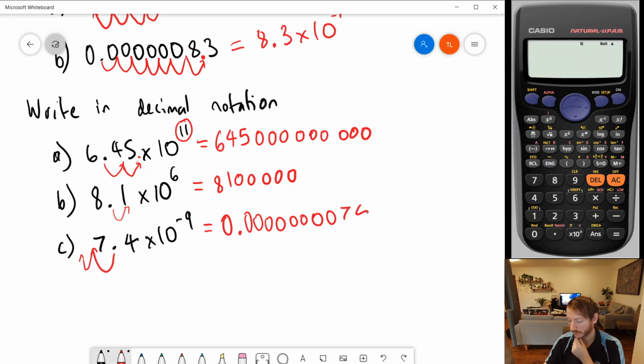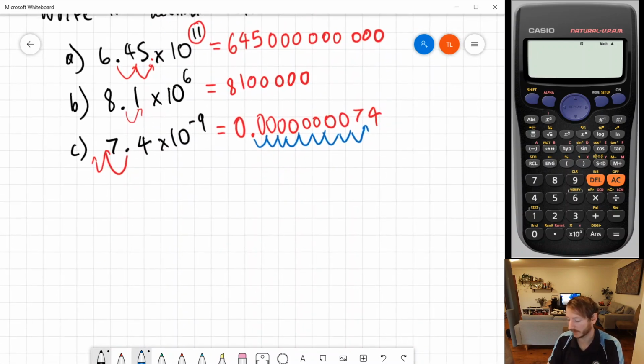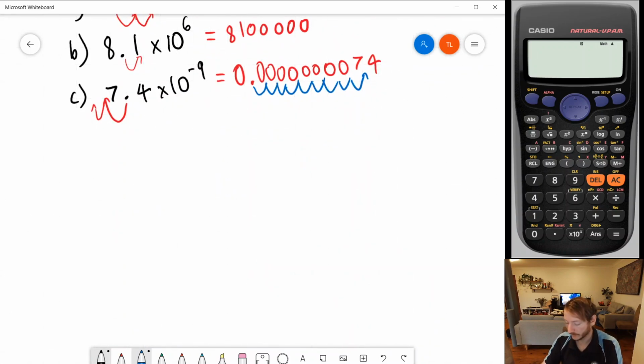7, 4. Now let's test. Let's just count it out just to make sure. 1, 2, 3, 4, 5, 6, 7, 8, 9. Perfect. We had to move it 9 times, and that's what the scientific notation indicated. And don't be scared to count it out in the test. Always better to be sure. There is nothing wrong with counting it out to check your answer.